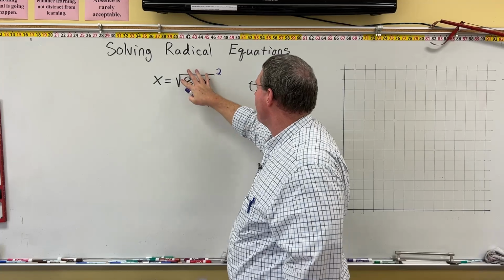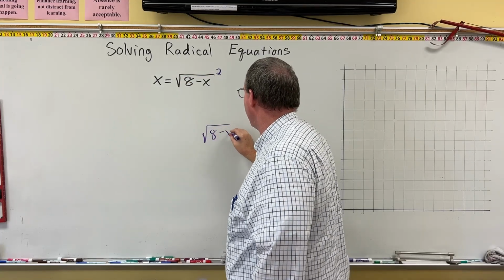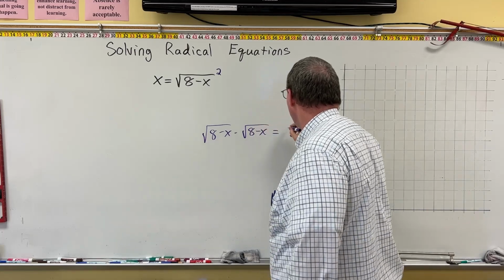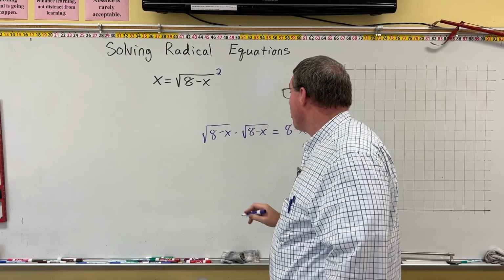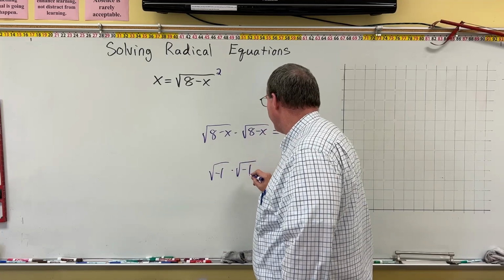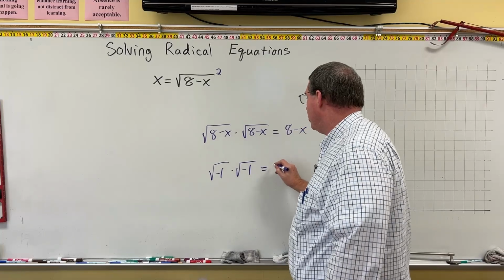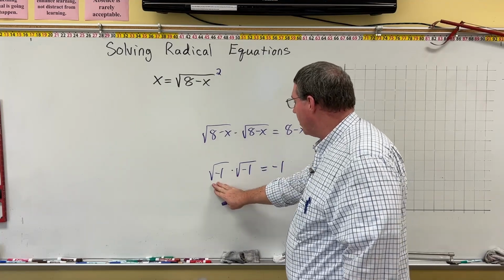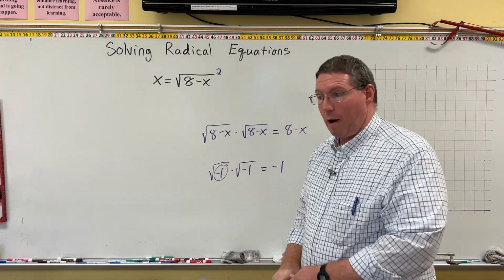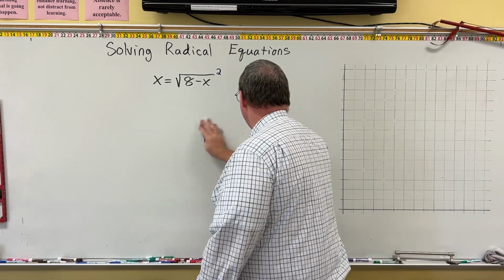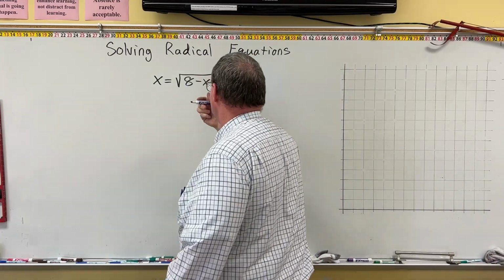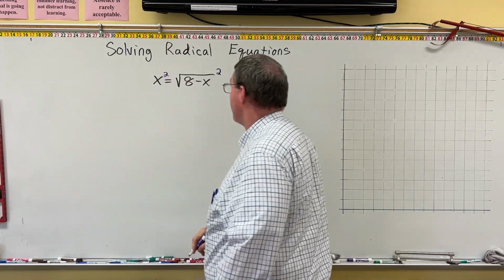Okay, so if we multiply this by itself, the square root of 8 minus x times the square root of 8 minus x equals 8 minus x. We've seen this already when we did complex numbers: the square root of negative 1 times the square root of negative 1, i times i, or i squared, just equaled negative 1. When you square something that has a radical, the answer is just whatever is under the radical. And so that's what we do in math: if we want to get rid of a radical, we square it.